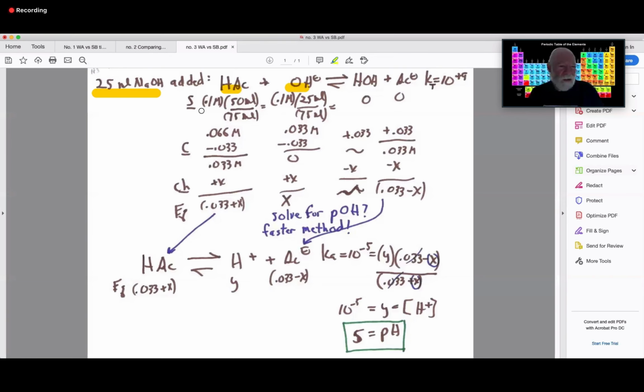Okay, so here comes the mathematics of this. The starting situation is 0.1 molar acid, 50 milliliters, 0.1 molar base, 25 milliliters. You must take dilution into account. So notice the total volume is 75. So the dilution factor is 50 over 75 for the acid, 25 over 75 for the base. You do the math on that, you get 0.066 molar and 0.033 molar for the acid and the base.